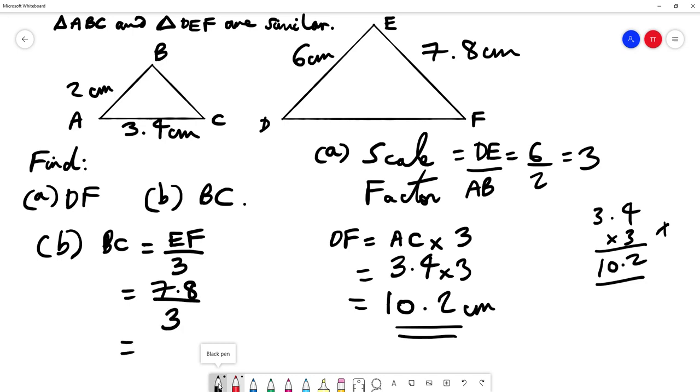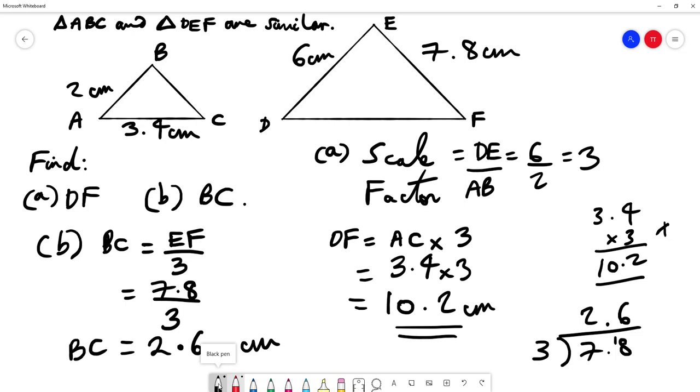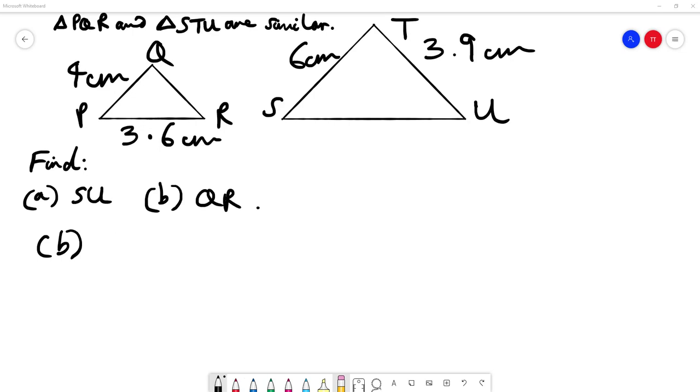And we can divide that here. 3 into 7.8: how many 3's go into 7, which is 2. We've got 1 remainder, so 3 into 18 is 6. So we get 2.6, and the answer is BC being 2.6 centimeters. And that's how you do a question on similar triangles. Here's a question for you to try. You can pause the video, and when you're done, I will go through my worked solution.